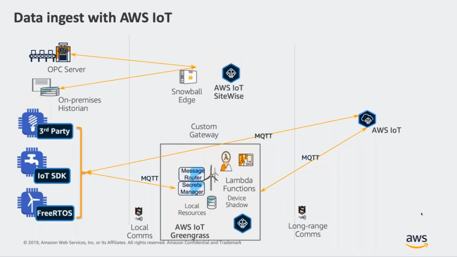In case of factory equipment, there is yet another service called AWS IoT SiteWise, which could be deployed on Snowball Edge, a hardware device from AWS, or it could be deployed on other hardware. And then AWS IoT SiteWise can communicate with AWS IoT in the cloud.